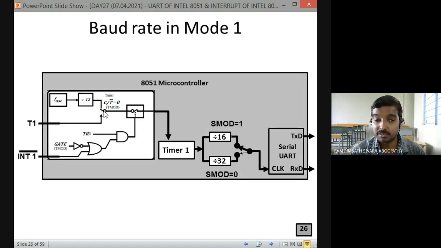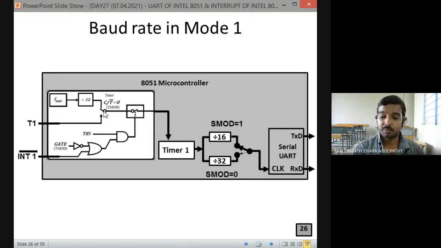Fine. When you say mode 1 or mode 3, you must also program timer. நல்லா புரிஞ்சுக்கணும். Mode 1, 3 ல நீங்க serial UART கான்ஃபிகர் பண்ண போறீங்கன்னா, the variable baud rate is based upon the timer 1 overflow. Timer 1 எவ்வளவு நேரத்துக்கு ஒரு தடவை overflow ஆகுதோ அதை பொறுத்து தான் baud rate generate ஆகும். Fine. Clearly understand this thing.